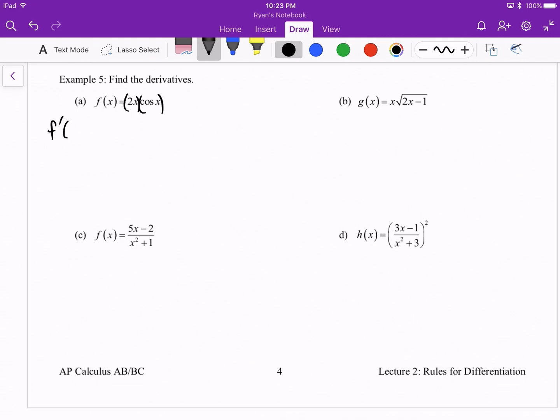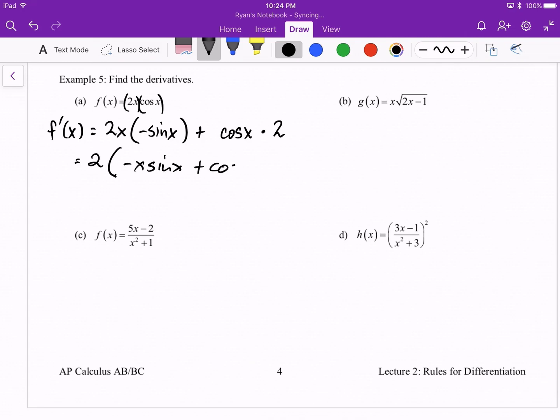Okay, so the product rule says the first, which is 2x, multiplied by the derivative of the second, the derivative of cosine x is negative sine x, plus the second, which is cosine x, multiplied by the derivative of the first, and the derivative of 2x is just 2. Okay, if I was to clean that up a little bit, I could factor out a 2, and so I'm going to go ahead and do that from both terms. So 2, and then I'm going to be left with, in the first term, a negative x sine x plus a cosine x. Okay, and there is my final answer for example A.